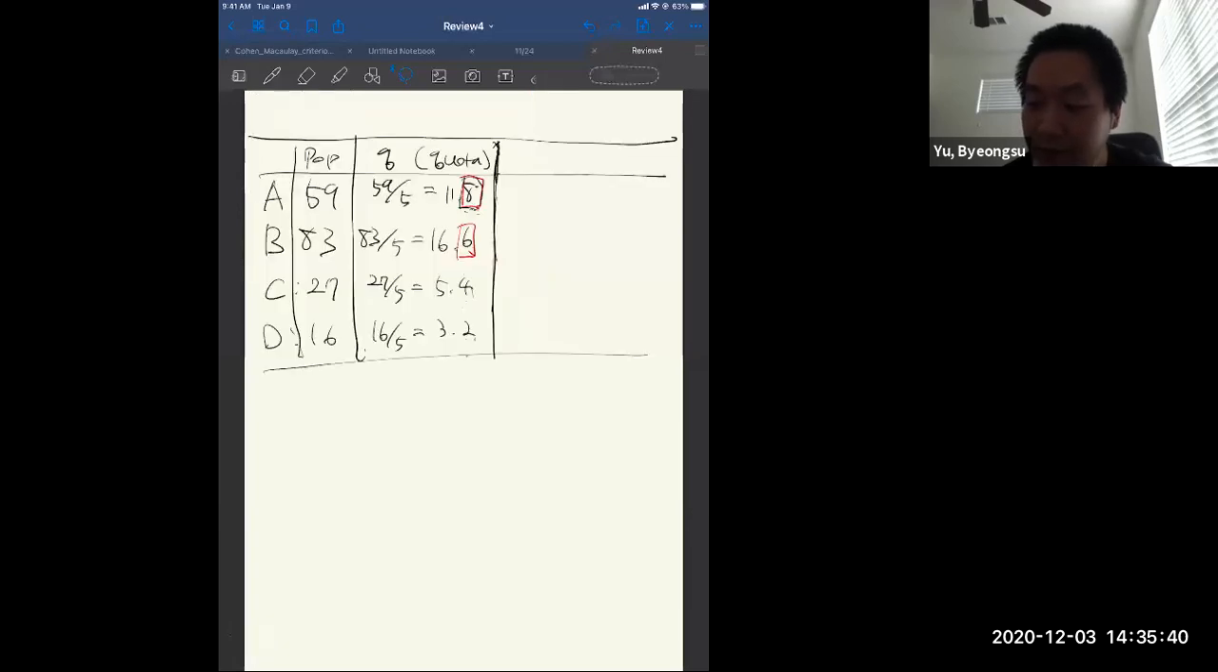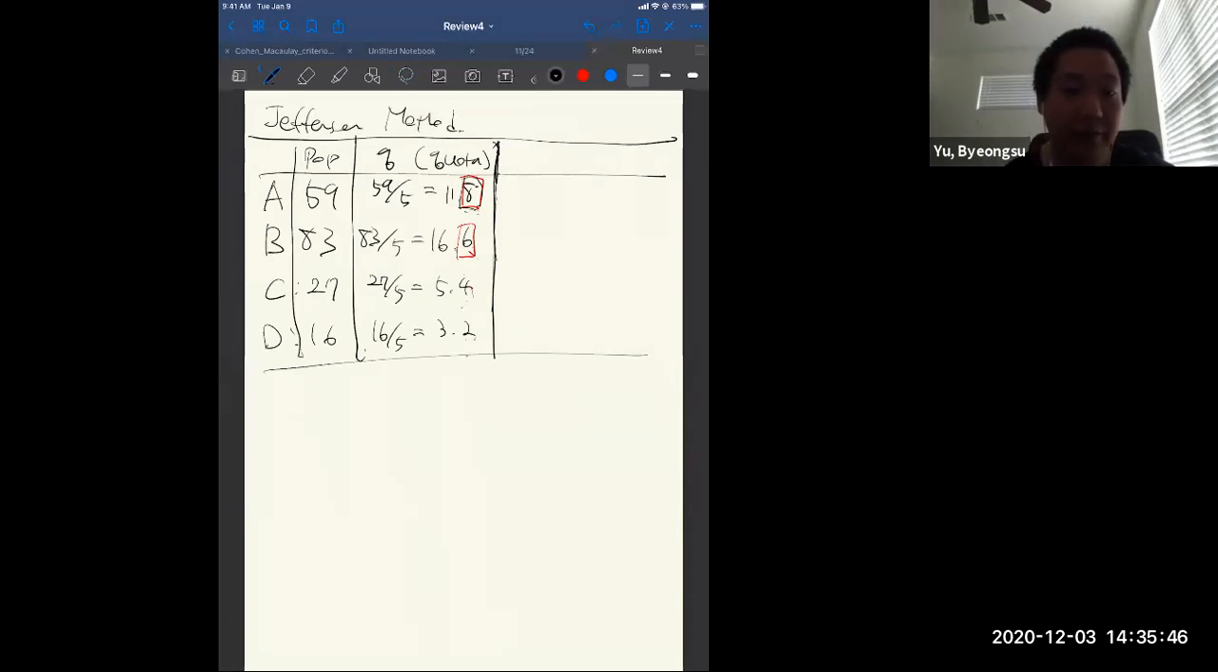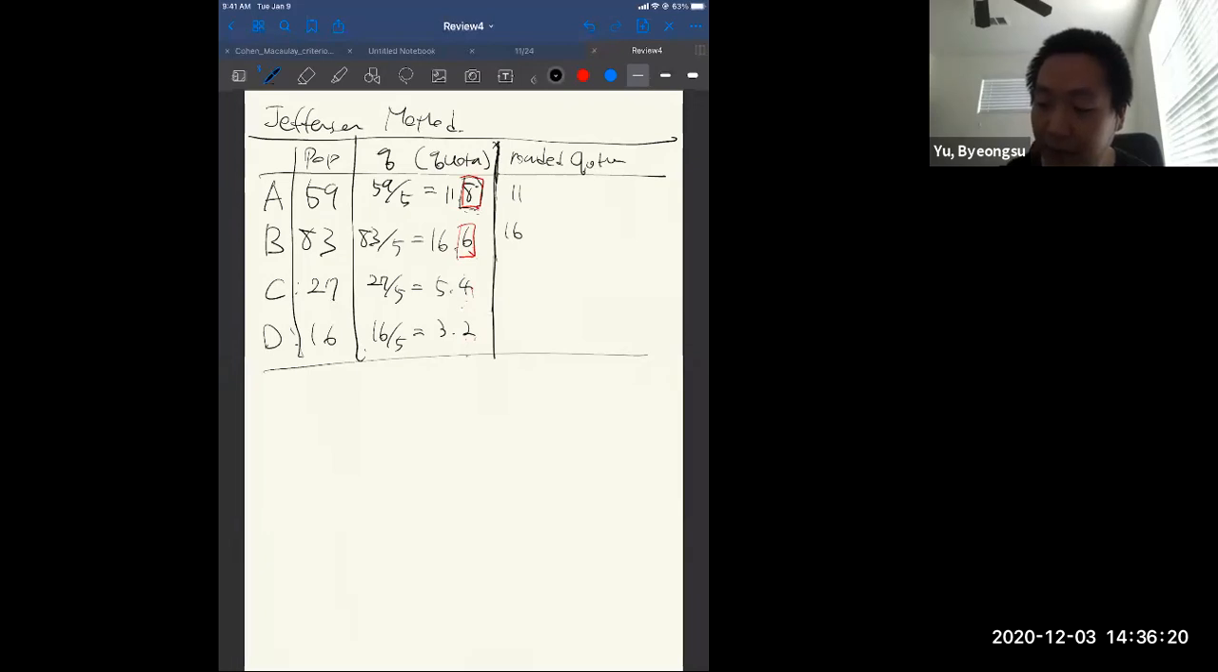So now we are going to choose the Jefferson method. In the Jefferson method, what you need to do is find the divisor. To find the divisor, you just divide your population by the quarter plus 1. From here, the rounded quarter is again rounding down, so it is 11, 16, 5, 3. Then you can get your divisor.